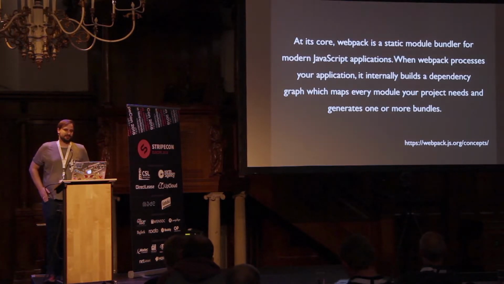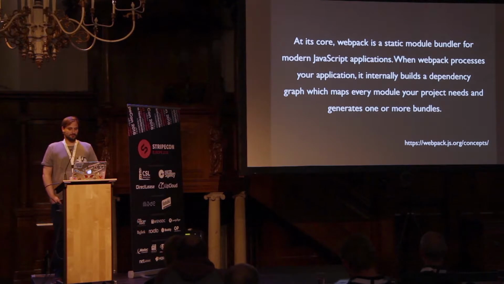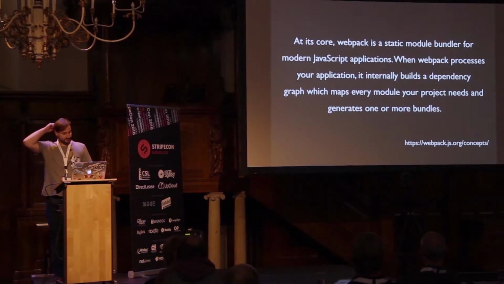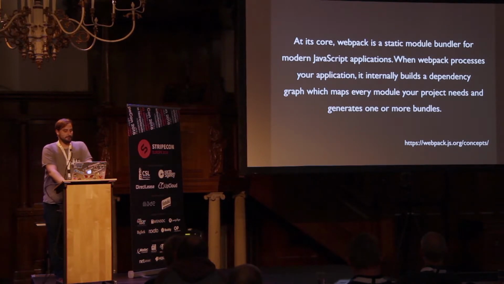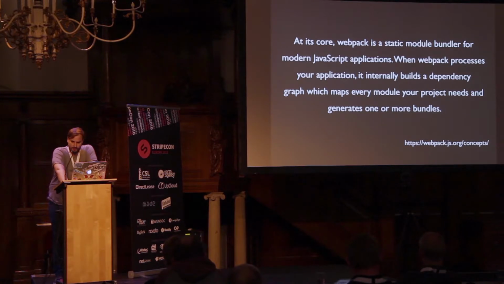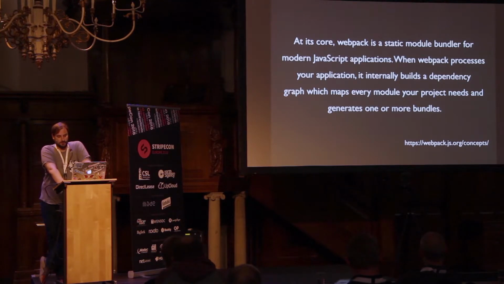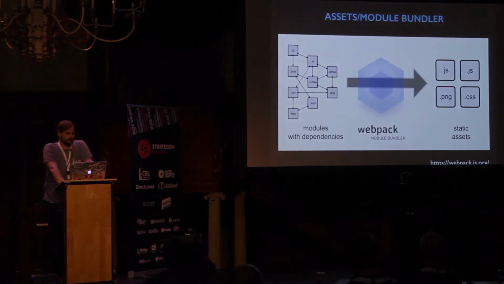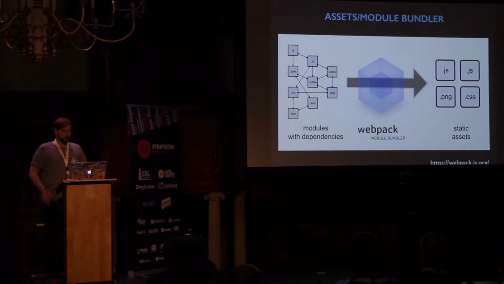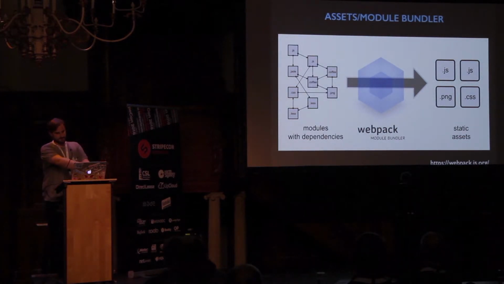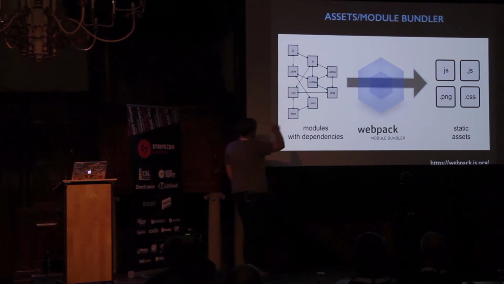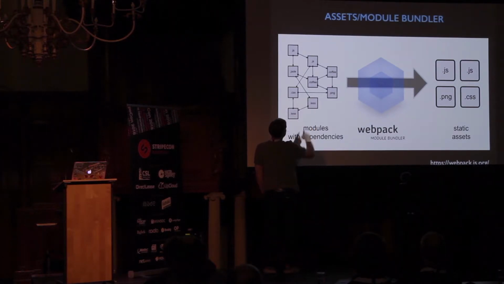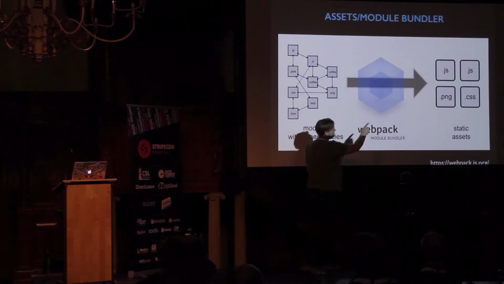At its core, Webpack is a static module bundler for modern JavaScript applications. When Webpack processes your application, it internally builds a dependency graph which maps over modules and generates one or more bundles. So this is how it looks. I'm more of a graphical guy, so it makes more sense if you see it like this. What you see here is how these modules depend on each other. If you run it through Webpack, this is what you get.